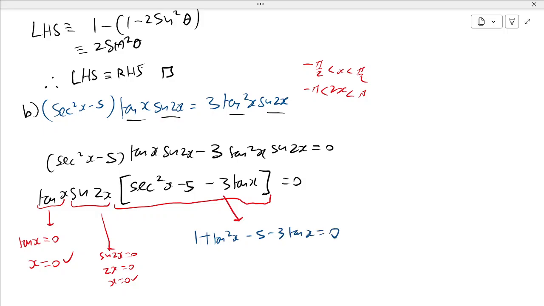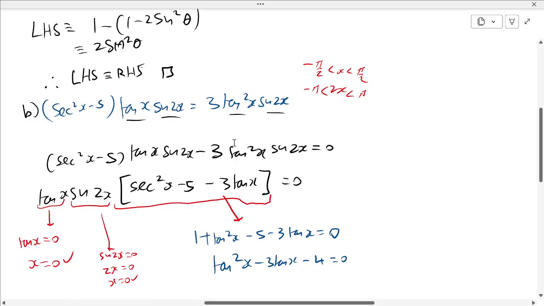If you didn't spot that and you just wanted to go with the old sort of reliable, make everything in terms of sine and cos, you would still get the solutions, I believe. But I think it's a lot more horrible. And from memory, you might even end up with a cubic here. So this is definitely the way to go. Tan squared x minus 3 tan x minus 4 equals 0. This is quadratic. Solve it however you please.